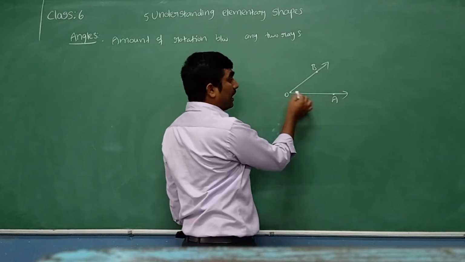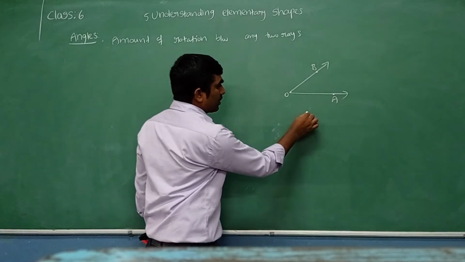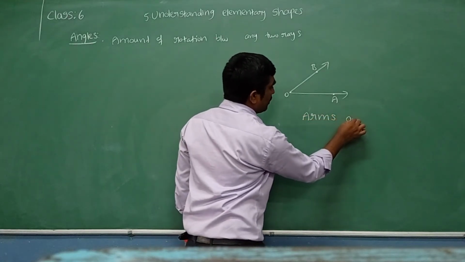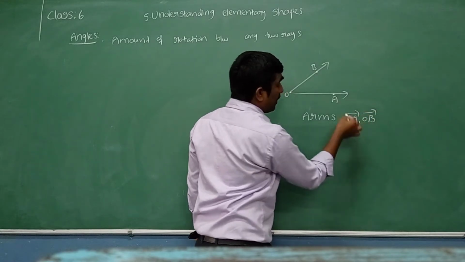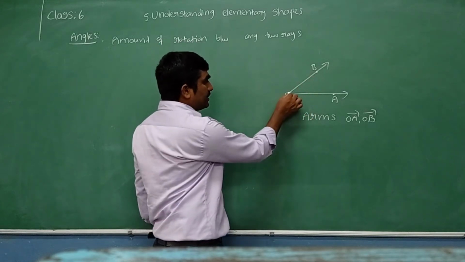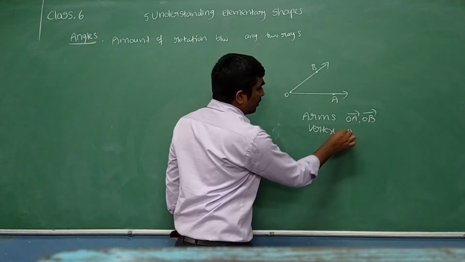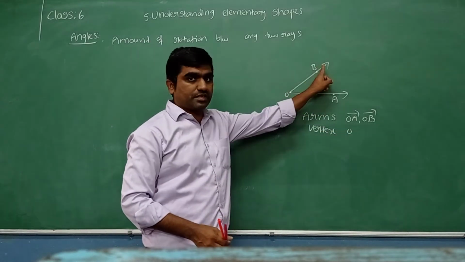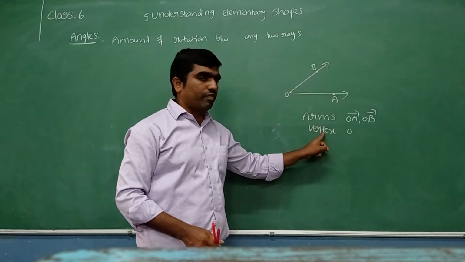See, after forming the angle, these two rays are called arms. What do we call them? They are called arms. So what are the arms here? Here the arms are OA and OB. And this point is called the vertex. What do we call it? Vertex O. The common end point of OA ray and OB ray is called the vertex.